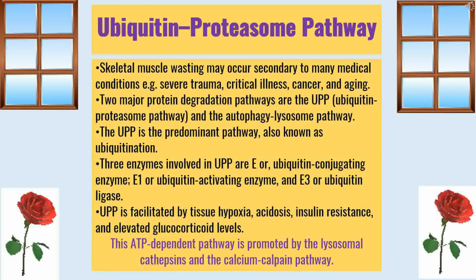The ubiquitin proteasome pathway is a complex multi-step process which requires ATP and results in the tagging of specific proteins with ubiquitin for degradation by the proteasome, known as ubiquitination. The three enzymes involved in ubiquitination are E1 or ubiquitin activating enzyme, E2 or ubiquitin conjugating enzyme, and E3 or ubiquitin ligase.